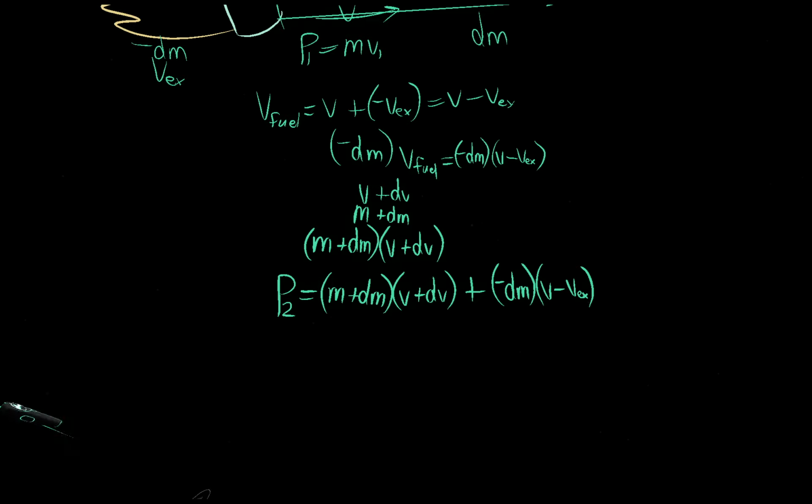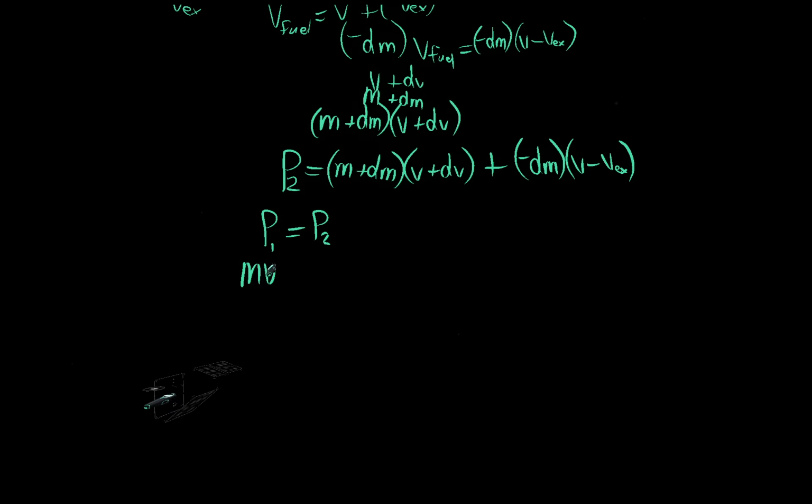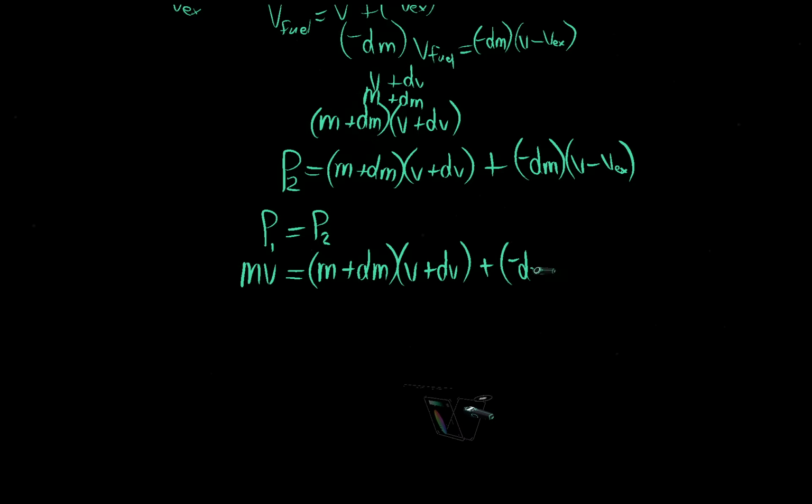Since momentum is conserved, P1 is equal to P2. Momentum before this interval is equal to the momentum after, and we can set the two equal to each other. P1 was just mv, right? Because no fuel had been ejected at P1. So mv can be set equal to this quantity, m plus dm, v plus dv, plus minus dm, v minus v exhaust.